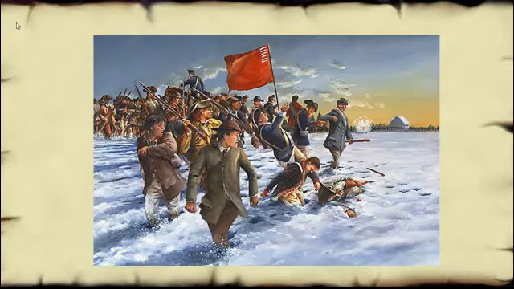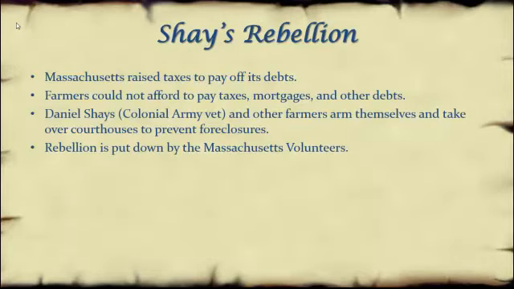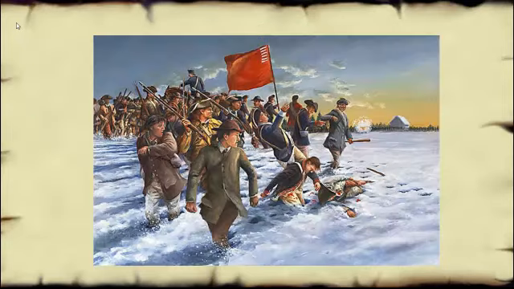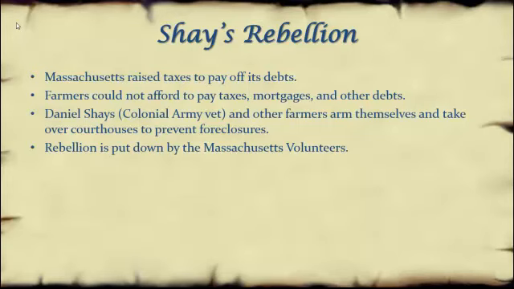And this is in the early United States, when a group of farmers who basically could not afford to pay new taxes decided to arm themselves, go to the courthouses in Massachusetts, and prevent the foreclosures on their farms. And this rebellion is going to be put down.